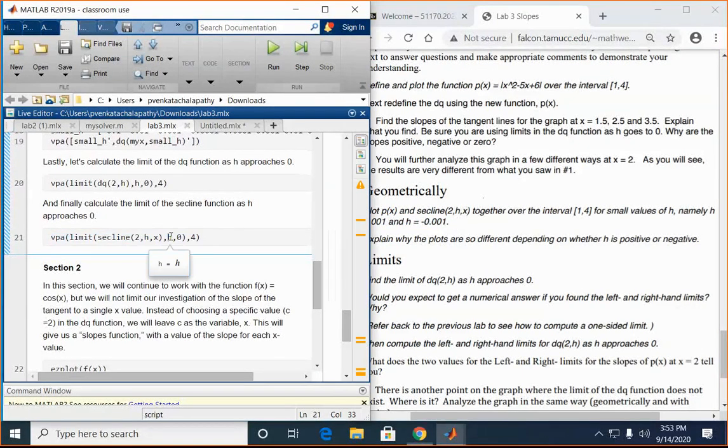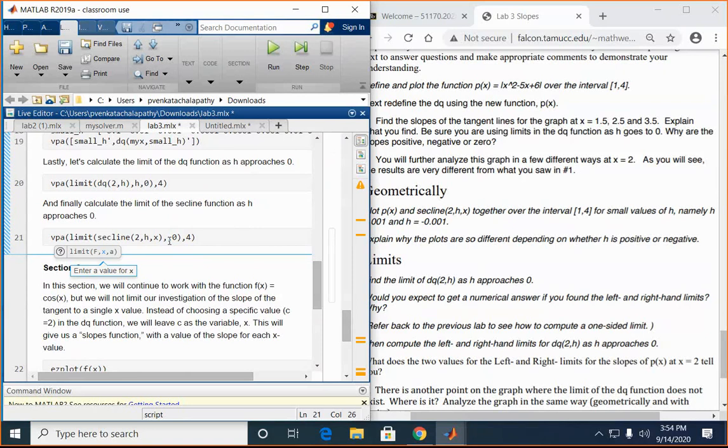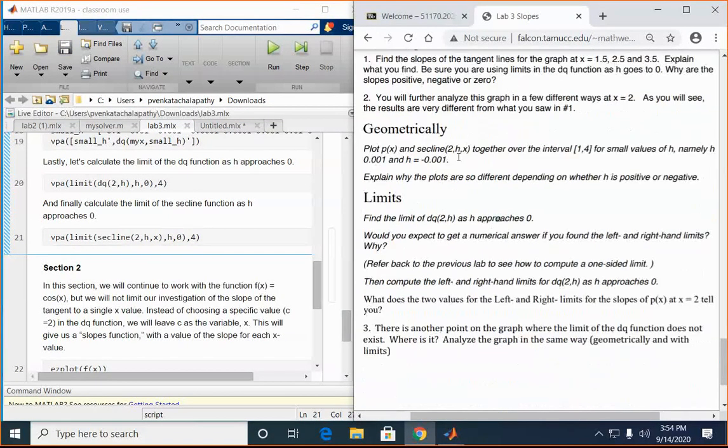Okay. You will have to replace your h value here. You will have to replace it as 0.001. Got it? For the first one. Plot the function. And then, likewise, replace it for h is equal to negative 0.001. And tell me what happens for the graph. Now, that is one thing. And also, you will have to find dq again at x is equal to 2 when h approaches 0.